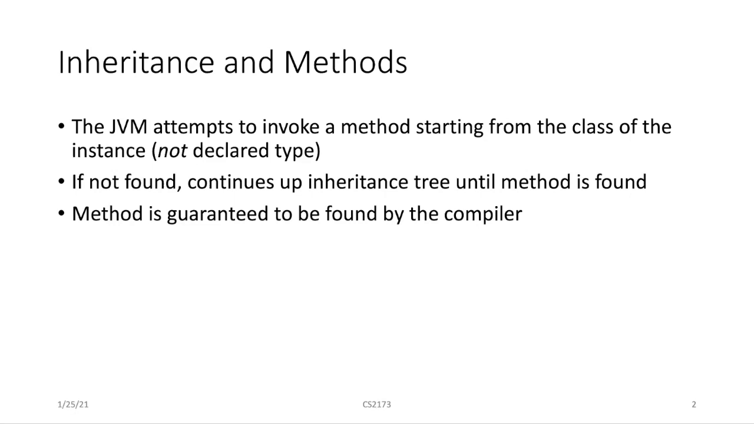So if it's made it past the compiler, then that means that there is a guarantee that that method can be invoked. In other words, the reason the compiler is so strict is because it guarantees to the virtual machine that that method at least can be invoked. Now, of course, that doesn't guarantee that the program is free of errors, because there are runtime errors as well as compile errors. Again, what's the difference?